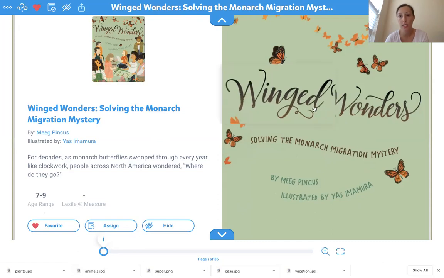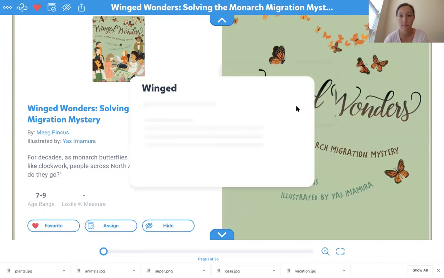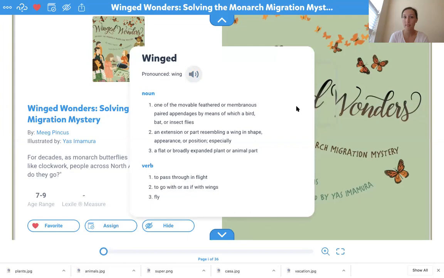Now, if you guys see, sometimes when I move my mouse around, the words pop up. So let's click the words in the title and see what happens. Wing. So you guys see when we click the word winged, it pops up. So when you're reading a book in Epic, if you want to know how to say a word or what that word means, you can click on some of them and it will show you. So we know winged, if we click the speaker button again, wing. When you read it, you say winged. And it tells you with the noun and the verb what that word means.